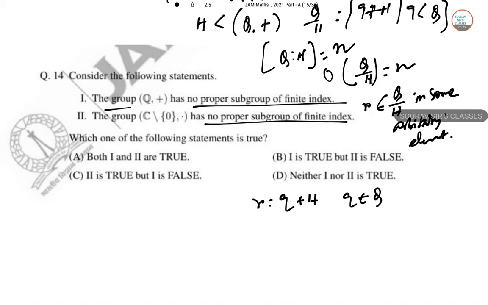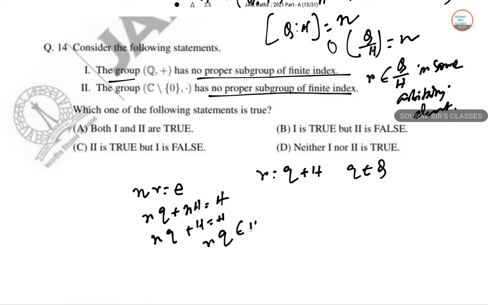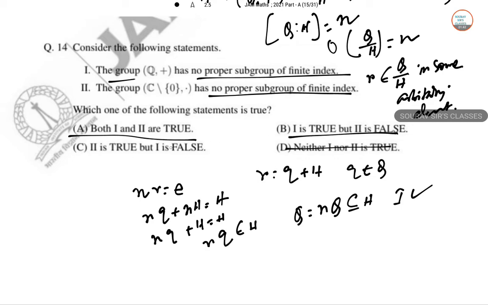Hence nr is equal to the identity, so nq plus H equals H. So nq plus H equals H only if nq belongs to H. So q equals nq belongs to H. But this is a contradiction. So as a result, statement 1 is correct. So A can be a possibility.